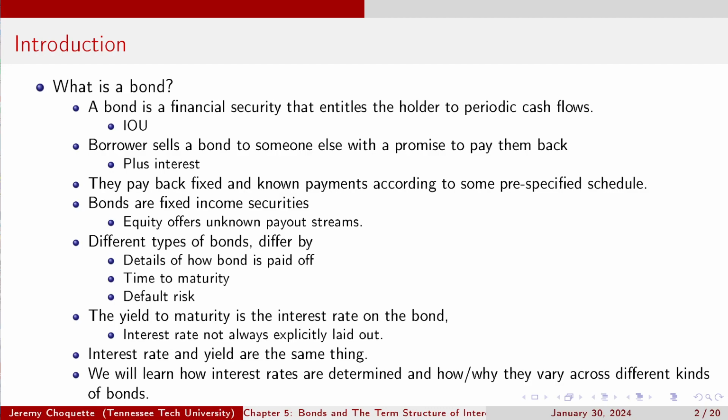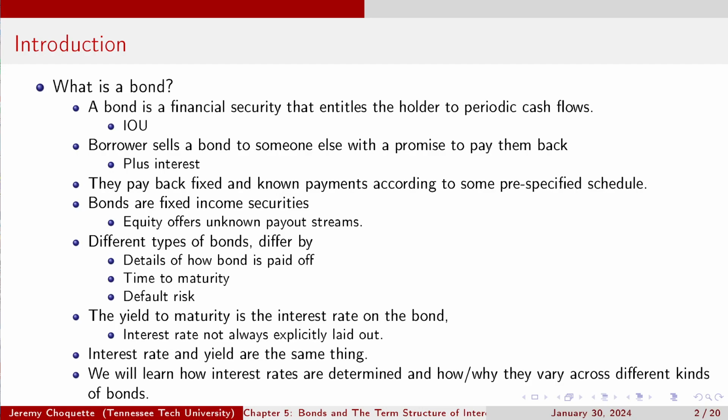So what is a bond? Well, a bond is like an IOU, right? It's a financial security that entitles the holder to periodic cash flows from whoever sold the bond. The borrower sells the bond to somebody else, right? So you write up this bond. It's really just a super expensive piece of paper, and you sell it to somebody with a promise to pay them back plus a little bit of interest. And that interest is the incentive for them to want to buy the bond from you in the first place.